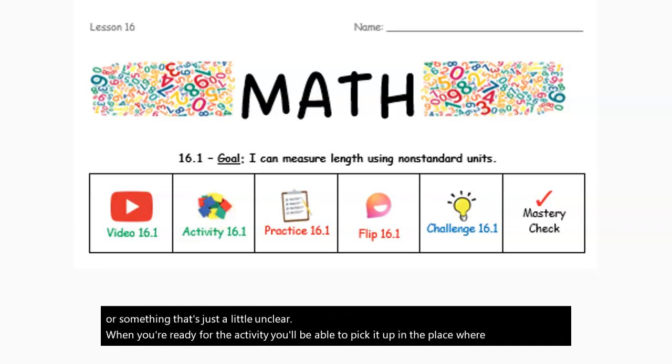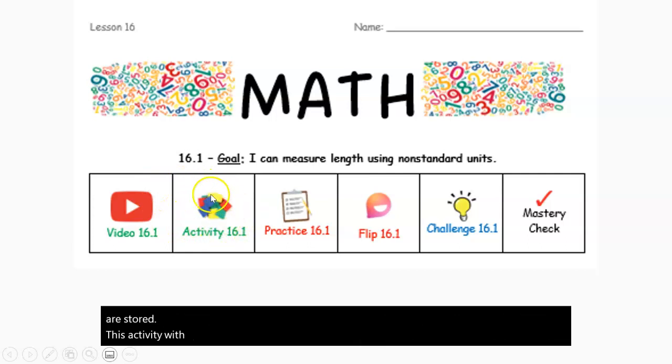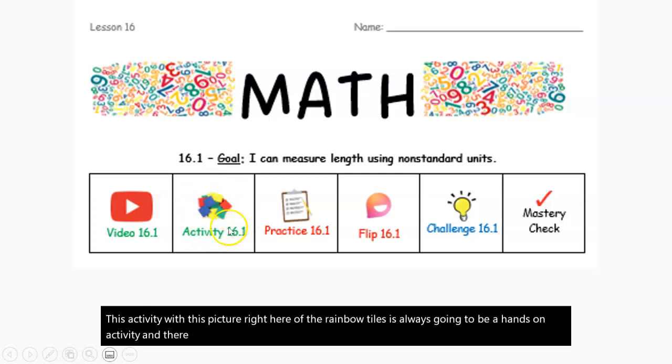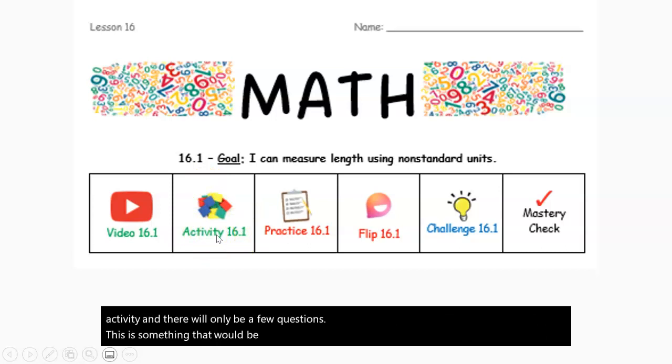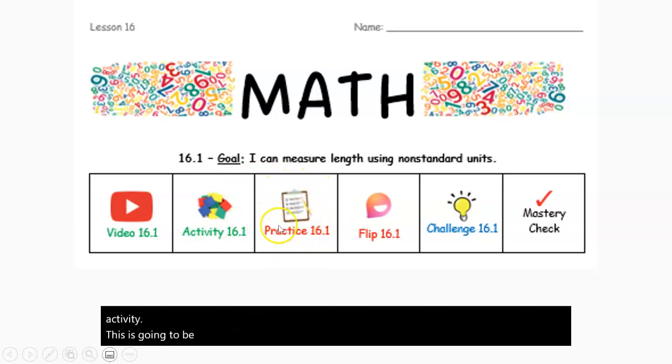When you're ready for the activity, you'll be able to pick it up in the place where our activities are stored. This activity with this picture right here of the rainbow tiles is always going to be a hands-on activity, and there will only be a few questions. This is something that would be great to work on with a partner. When you're finished with that and you've turned it in, you can go right on to our practice activity. This is going to be an activity page with just a few questions, and you can also work on this with a partner as well.